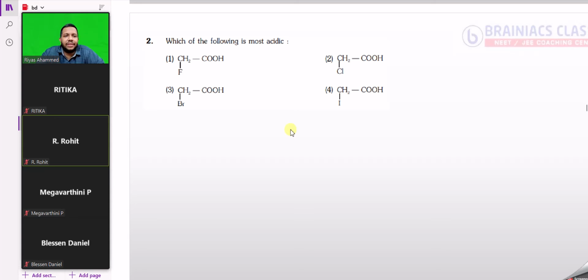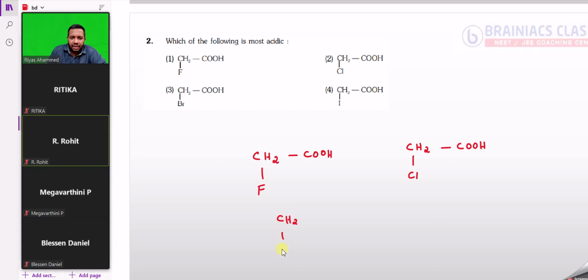Okay, then tell me what is the answer for this question. Who is going to answer this one? Which of the following is most acidic? You have 4 options again in front of you. CH2 with a fluorine atom connected, and you have COOH. In the next option, CH2 with a chlorine atom connected, then COOH. Then CH2 with a bromine atom connected, then COOH. And in the last option, CH2 with an iodine atom connected, and COOH. So who will be most acidic? Who can say the answer?